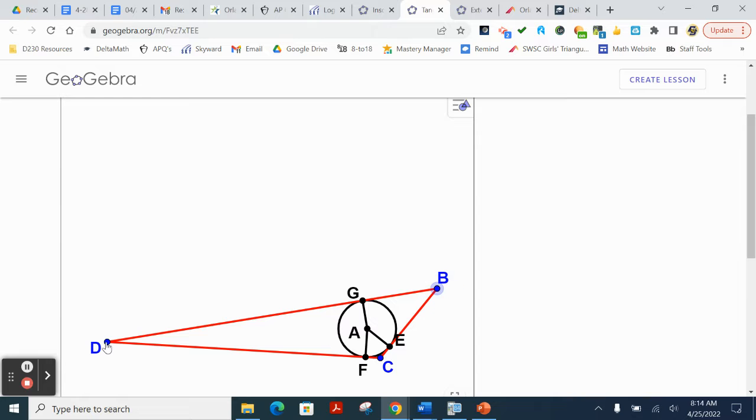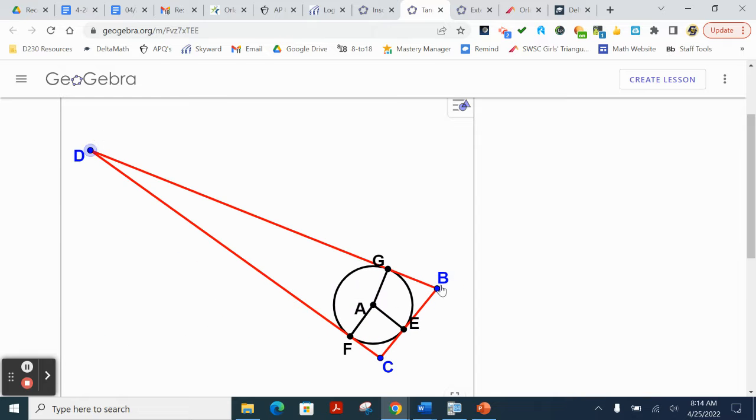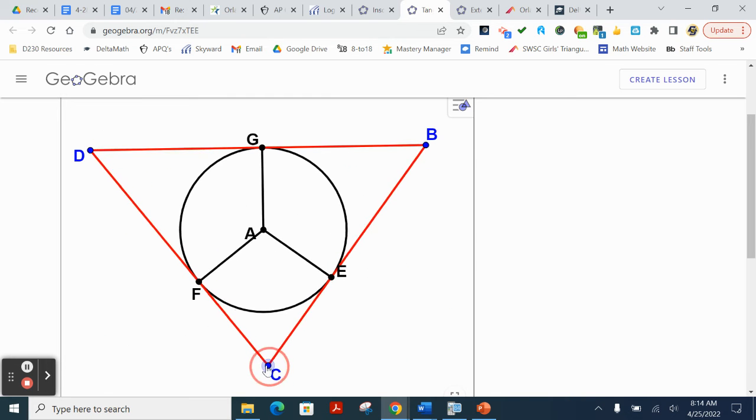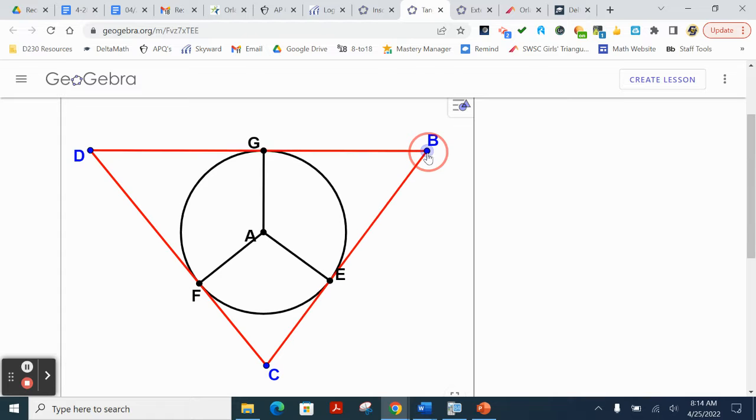Actually, I might change it a little bit so it's more obvious. I'm going to draw it like that so it's a little more obvious. But try drawing a triangle, and then draw a circle that touches each side of it. Let's see who our artists are out there.